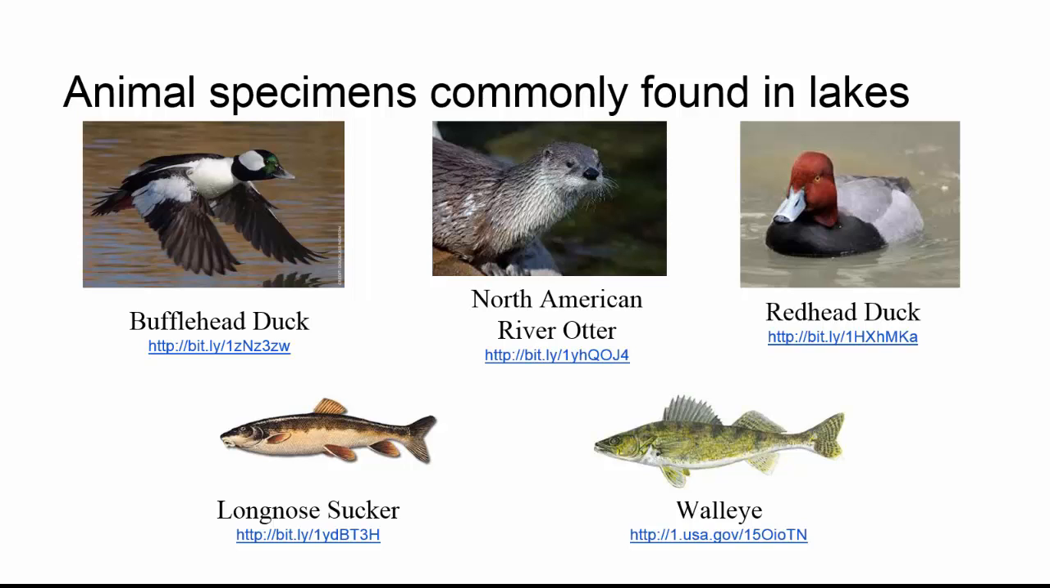The North American river otter, also known as the northern river otter, is a semi-aquatic mammal endemic to the North American continent, found in and along its waterways and coasts.